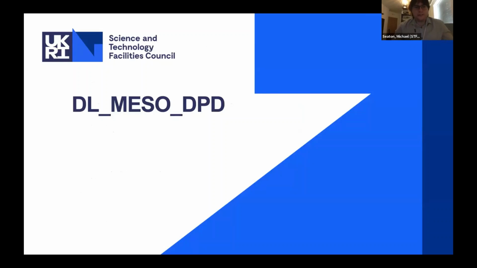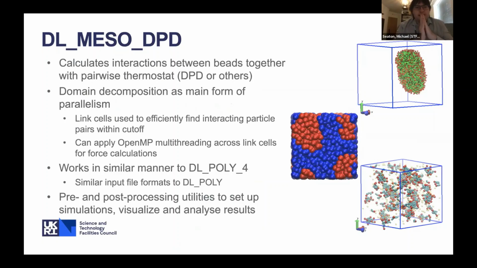The actual DPD code in DL-Meso does pretty much what it says here. It will calculate the interactions between beads together with a pairwise thermostat, which is normally DPD, but it could be some of the others I briefly mentioned before. It uses domain decomposition as its main form of parallelism. And there's a technique it uses to efficiently find interacting particle pairs within a cutoff distance. You can also apply OpenMP multi-threading to speed up those force calculations as well.